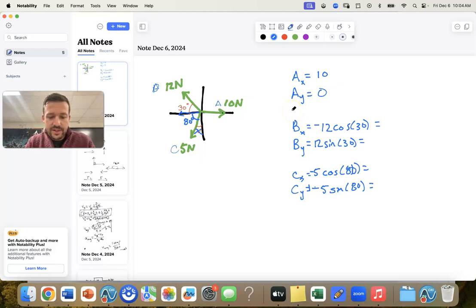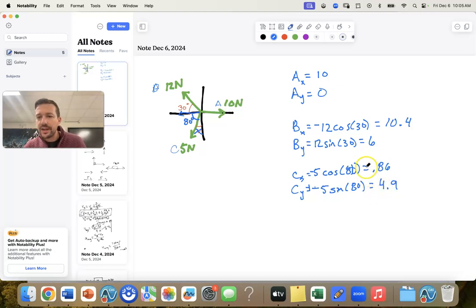So negative 12 times cosine of 30 comes out to be negative 10.4. Okay, 12 times sine 30 comes out to be 6. Okay, 5 times cosine of 80 comes out to be 0.86. And 5 times sine of 80 comes out to be 4.9.